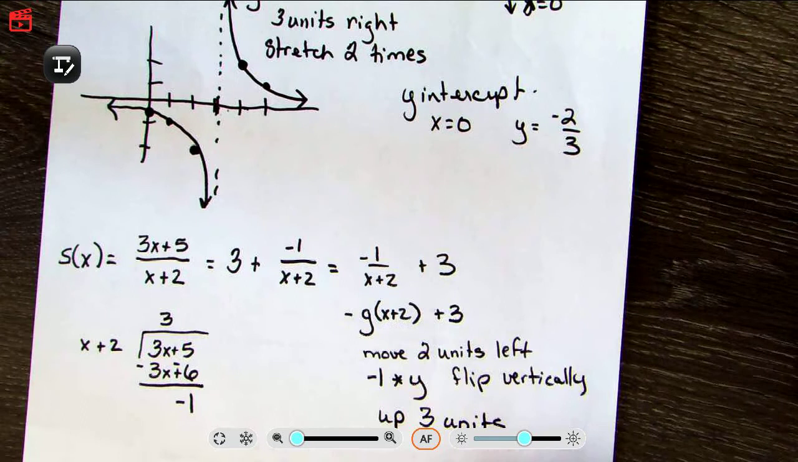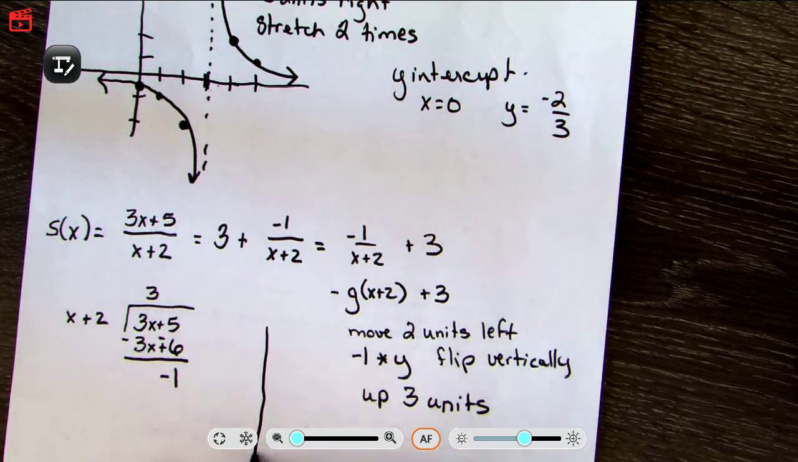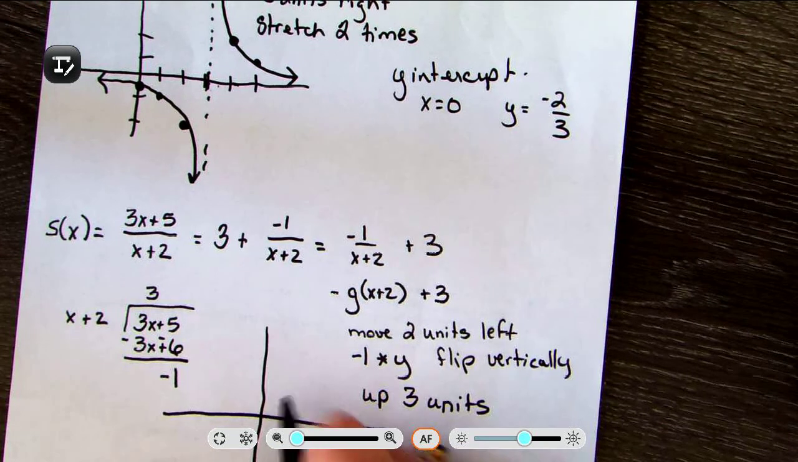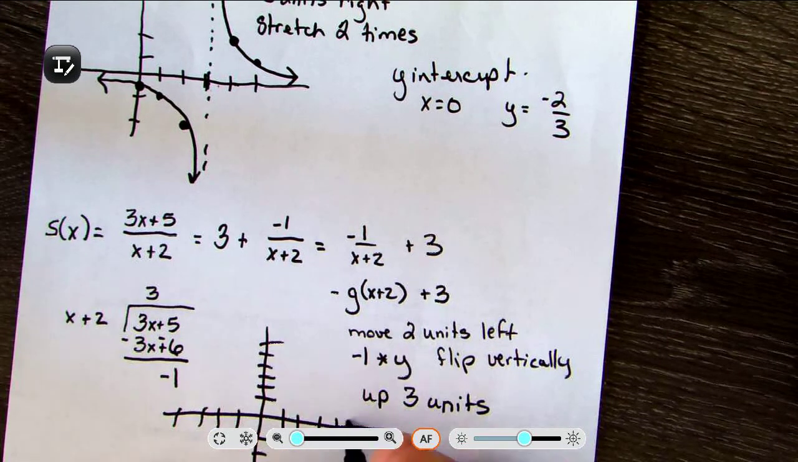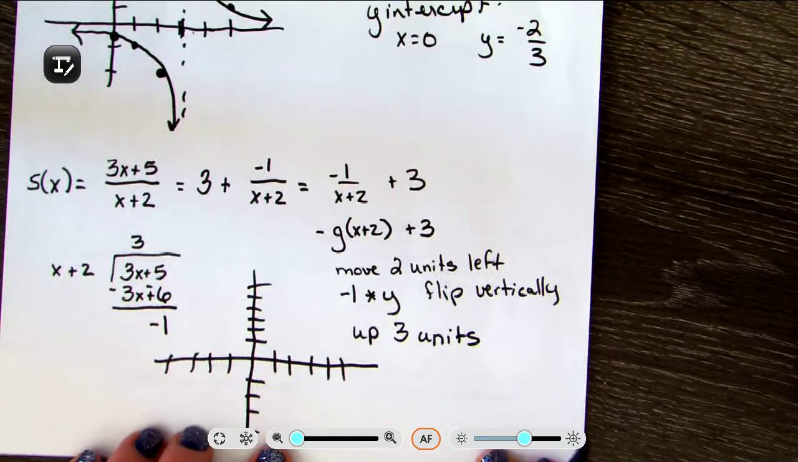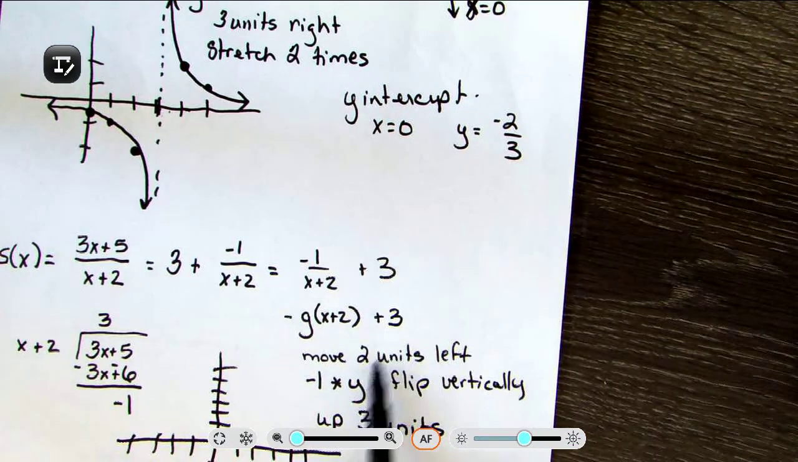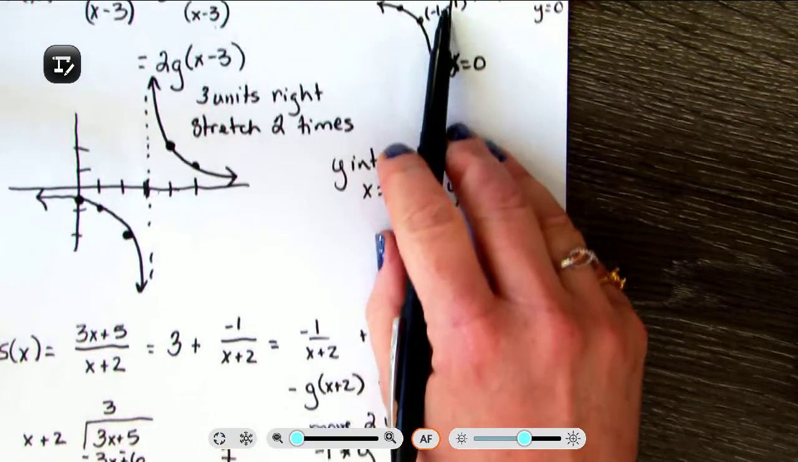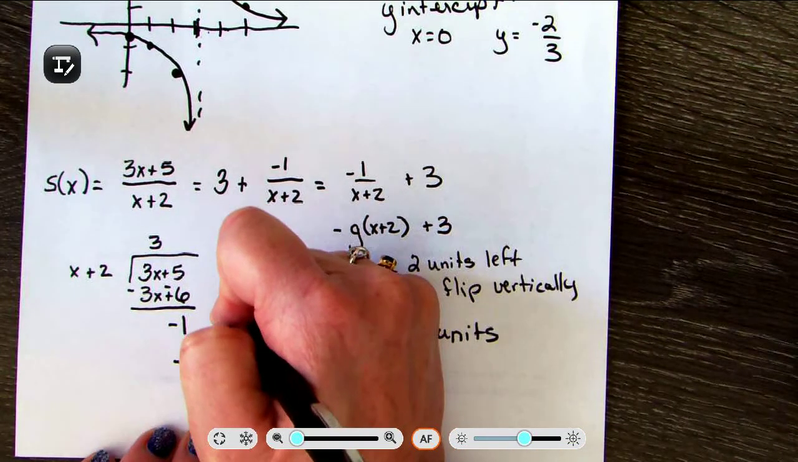So let's go and actually do that. And I think I'll try to squeeze it in here. Okay, and we didn't do a whole lot of stretching, but just flipping it upside down. So first thing we did is we moved it 2 units to the left. So that vertical asymptote is moving 2 units to the left. So I'm going to put that dotted line in there.